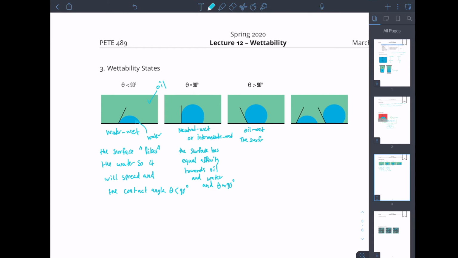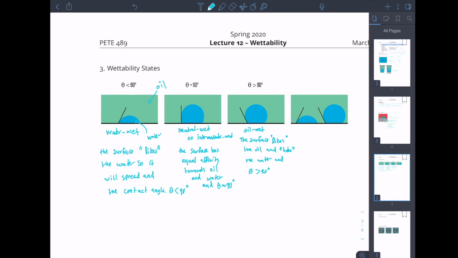So for the oil wet system, the surface likes the oil and hates the water, and theta, which is the contact angle, will be greater than 90 degrees.